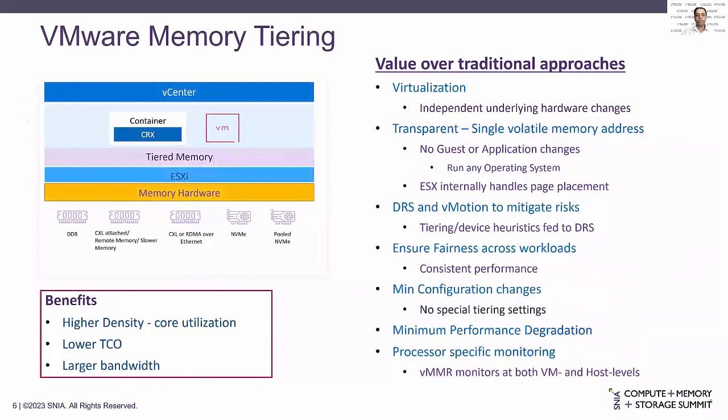So what are some of the value propositions for VMware when we say that we support memory tiering? So first of all, like I mentioned before, virtualization actually completely abstracts hardware changes.